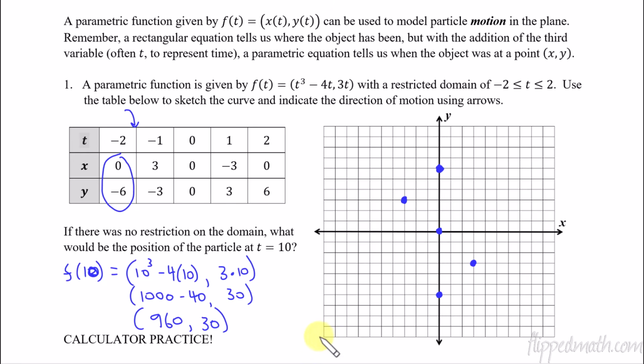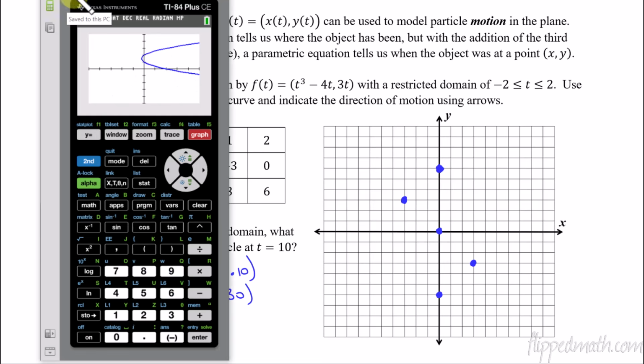Okay, so now we're going to grab a calculator. If you have a graphing calculator, please grab that. Mine is a TI-84. If you have a different type of calculator, it doesn't have to be a TI-84, that's fine, but you're going to have to look up how to use parametric functions with that calculator. You can Google it, look in the user's manual, but you'll need to know how to do that with your personal calculator.